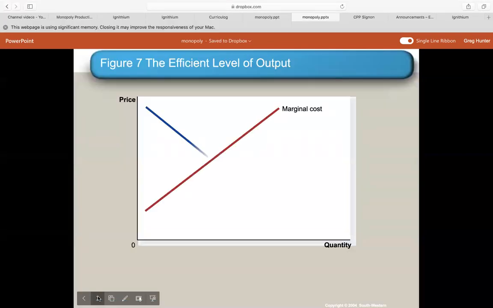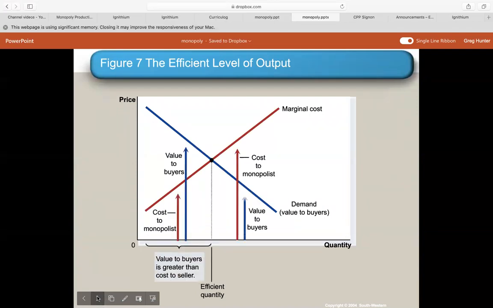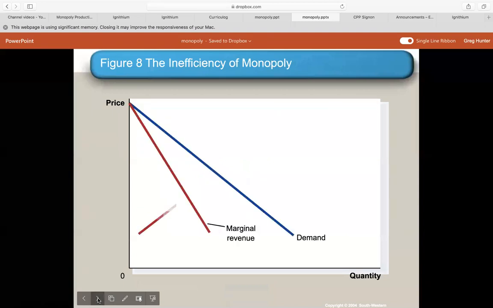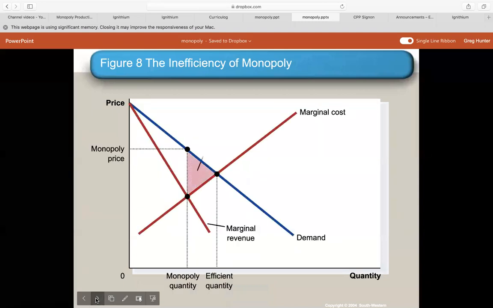But the thing I want to leave you with is this competitive market example, and you can see on the left-hand side where the value to buyers is greater than the costs to the monopolists. And this is where we would see total surplus. And on the right side, you would have negative total surplus. So you wouldn't want to go past the efficient quantity. But this is the graph that illustrates deadweight loss.